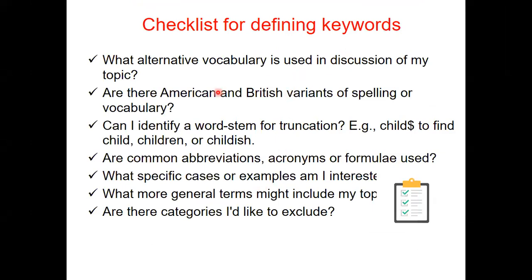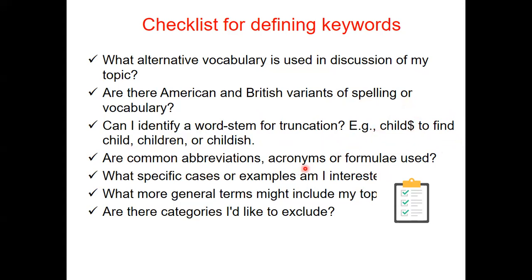So you need to have a checklist in which you'll be indicating what alternative vocabularies are used in discussion. Are there American and British variants of spelling? Can you identify a word stem, for example, for truncation? I'll show you sometimes later. So that you can capture, when you're searching child, maybe you're studying about children. So you have child, children, or childish, etc. How do you combine those in one way?